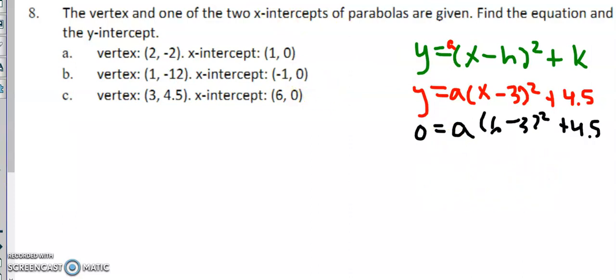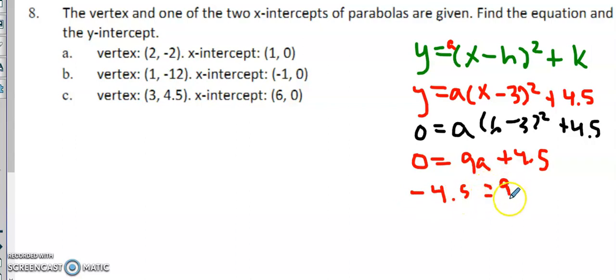so we're going to complete the parentheses. So 6 minus 3 is 3. 3 squared is 9, so it becomes 9a plus 4.5. Subtract 4.5 from both sides, so we have negative 4.5 equals 9a. And then we're going to divide both sides by 9, so we end up with negative 0.5.